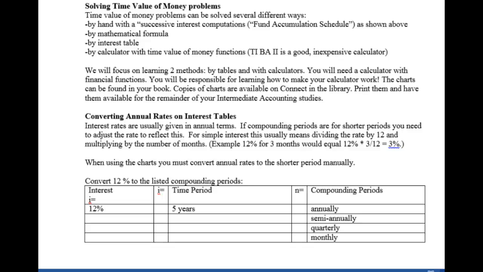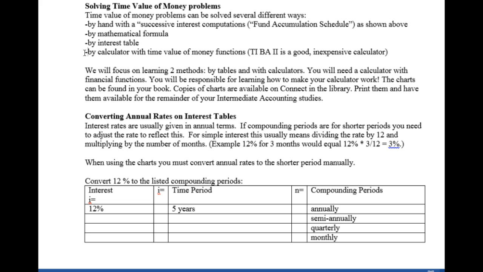Now, let's chat for a minute on solving time value of money problems. There are several ways you can solve time value of money problems. One is by hand with the successive interest computation, which is pretty much what we did above. Those are called fund accumulation schedules. You can do it by mathematical formula. You can do it by interest table. And you can do it by calculators that have a time value of money function.